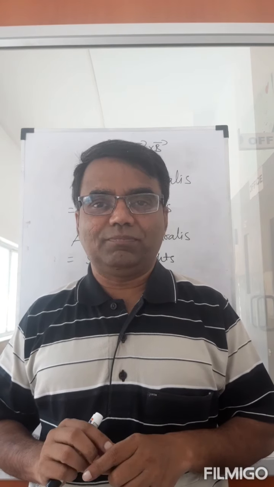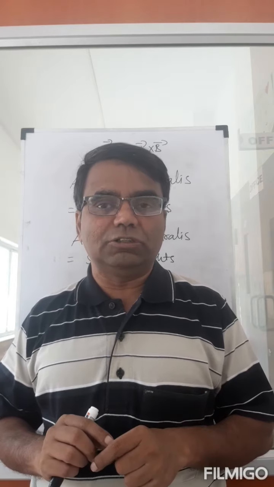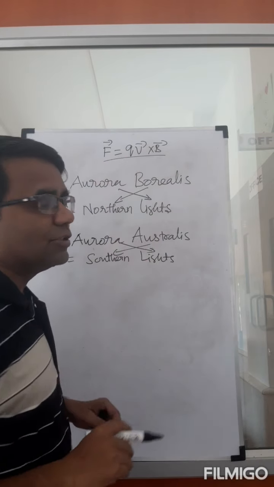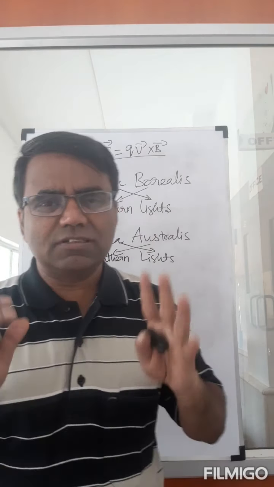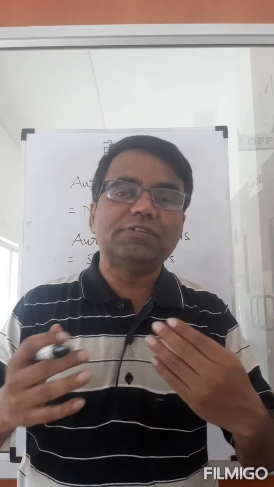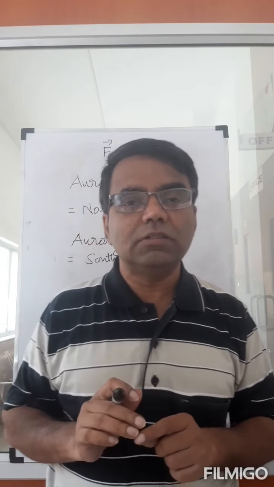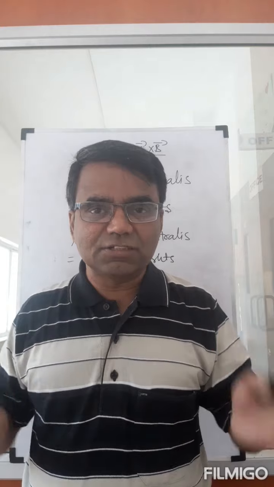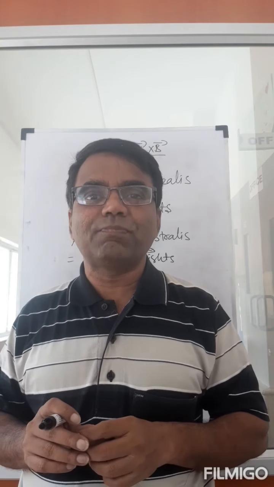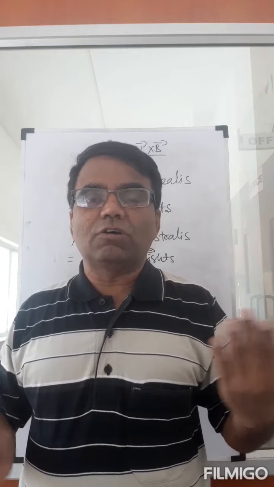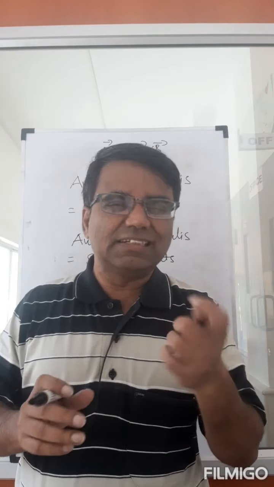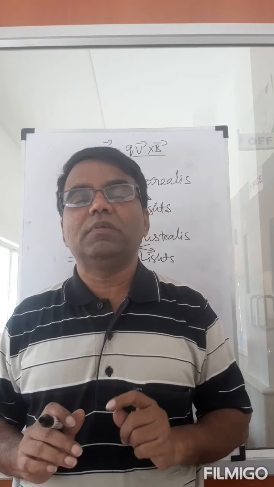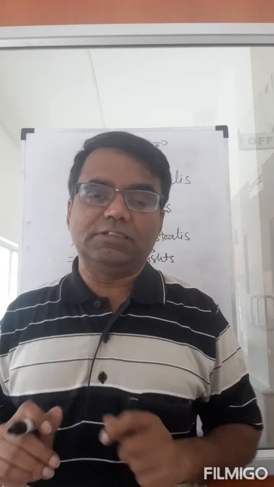Why does it happen? It happens because of this force, F is equal to QV cross B. What does it mean? The Earth is a giant magnet. You know that. It has a north pole and also a south pole. Actually, the north pole is the magnetic south pole and the south pole is the magnetic north pole. But let's not get to that yet.